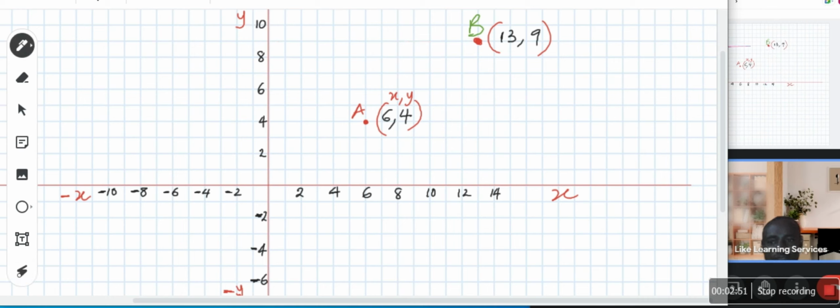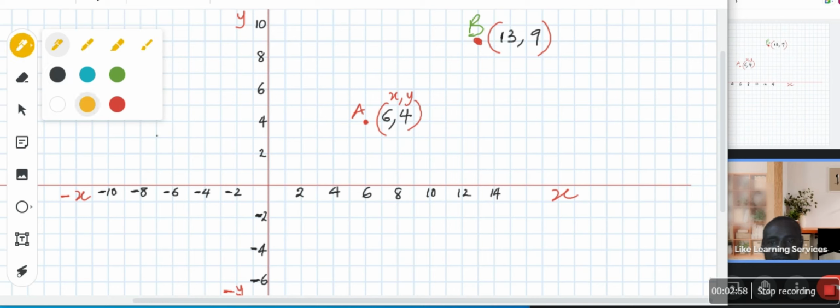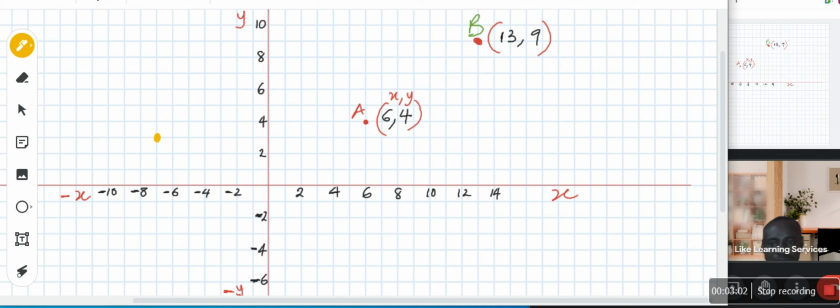Okay, give me the coordinate of this point. I'm going to call it C. Minus 7, 3. Minus 7, then comma 3. It's minus 7 on x, that's here, and 3 on y.